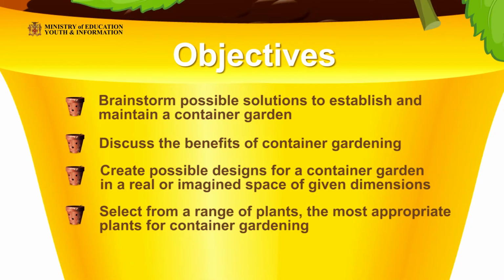At the end of this lesson, students will be able to: 1, brainstorm possible solutions to establish and maintain a container garden; 2, discuss the benefits of container gardening; 3, create possible designs for a container garden in a real or imagined space of given dimensions; and 4, select from a range of plants the most appropriate plants for container gardening.